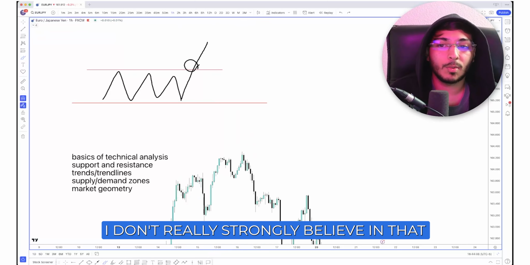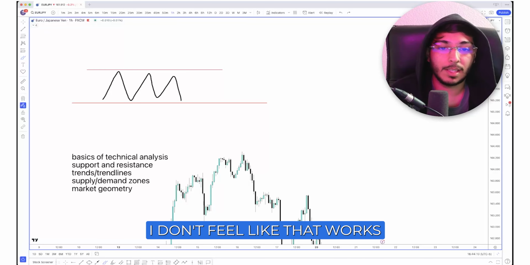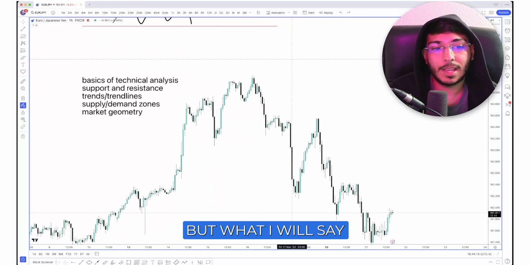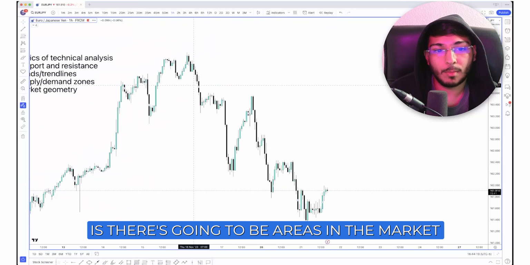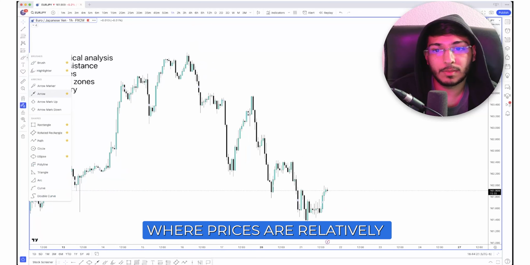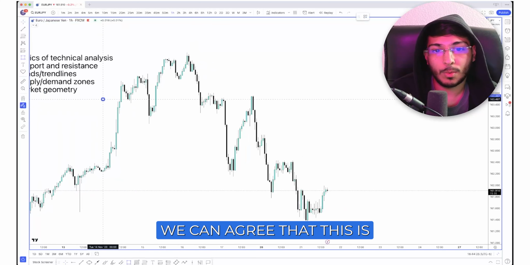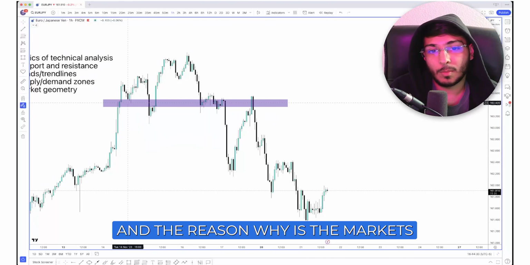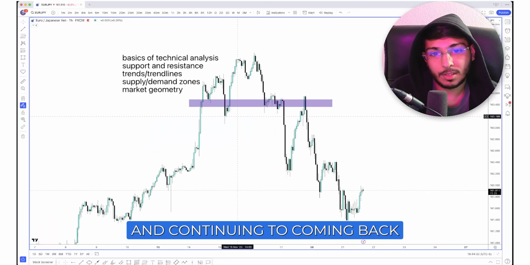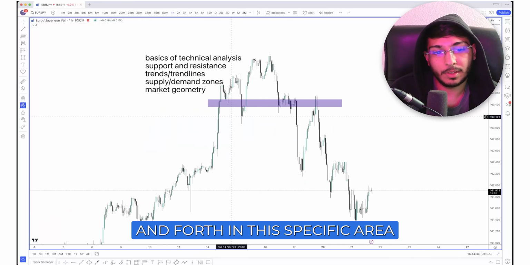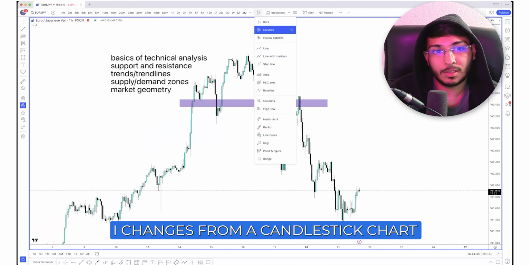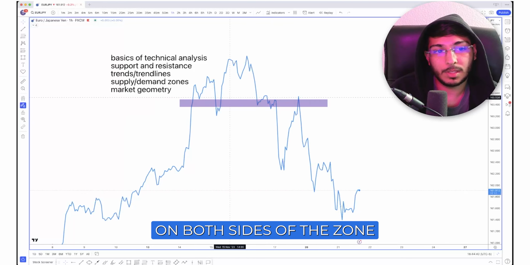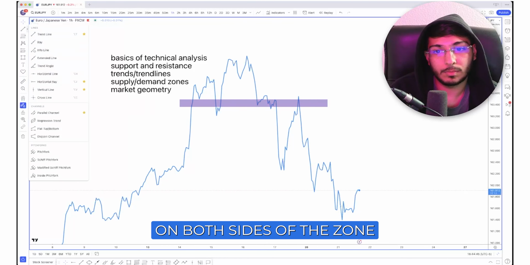Now, for me, I don't really strongly believe in that. I don't feel like that works every single time, or it doesn't work that consistently. But what I will say is there are going to be areas in the market where price is relatively ranging around. We can agree that this is an area of support and resistance, and the reason why is the market keeps coming back and forth in this specific area. If I change this from a candlestick chart to a line chart, we can see that there are multiple touches on both sides of the zone.